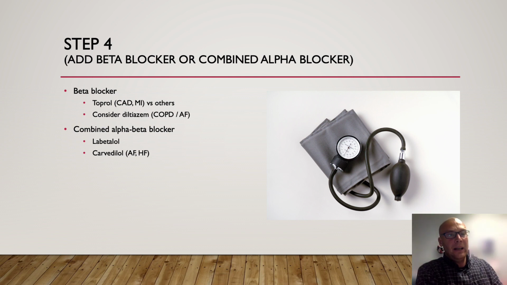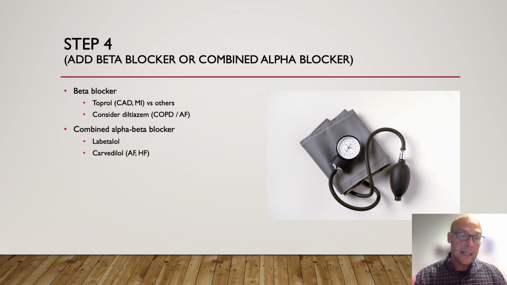Next, you can add another beta blocker or a combined alpha blocker. So if you don't have Toprol on there, you can add it, especially if they have CAD or an MI or others. You can consider adding diltiazem if they have a history of COPD or AFib. That's something you can add on top of it. Another one, though, is you can combine beta-1, beta-2, and alpha blocker, such as labetalol or carvedilol. Those are the ones that you can add on top of that.